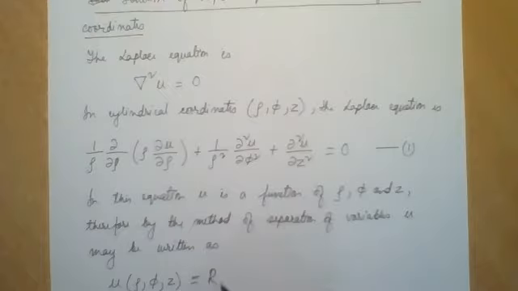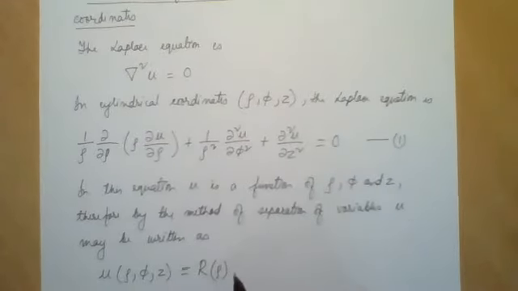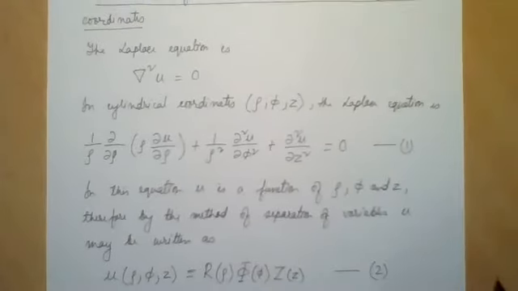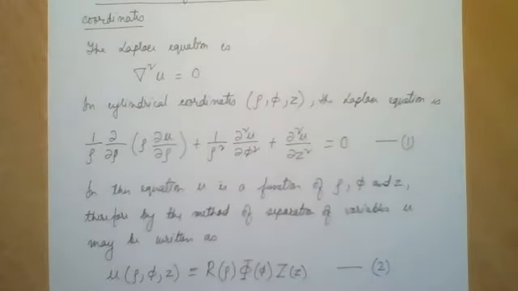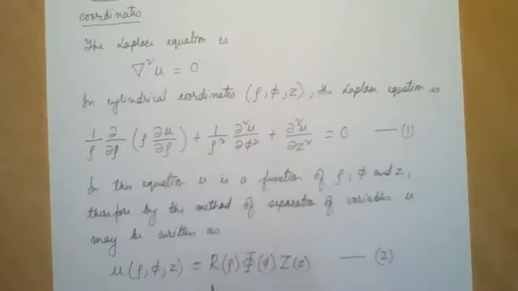u is a function of rho, phi, z. We can write it as capital R, which is a function of rho, then capital Phi, which is a function of small phi, and capital Z, which is a function of small z. This we call equation number 2. Here capital R is a function of only rho, capital Phi is a function of the angle phi only, and Z is a function of small z only.